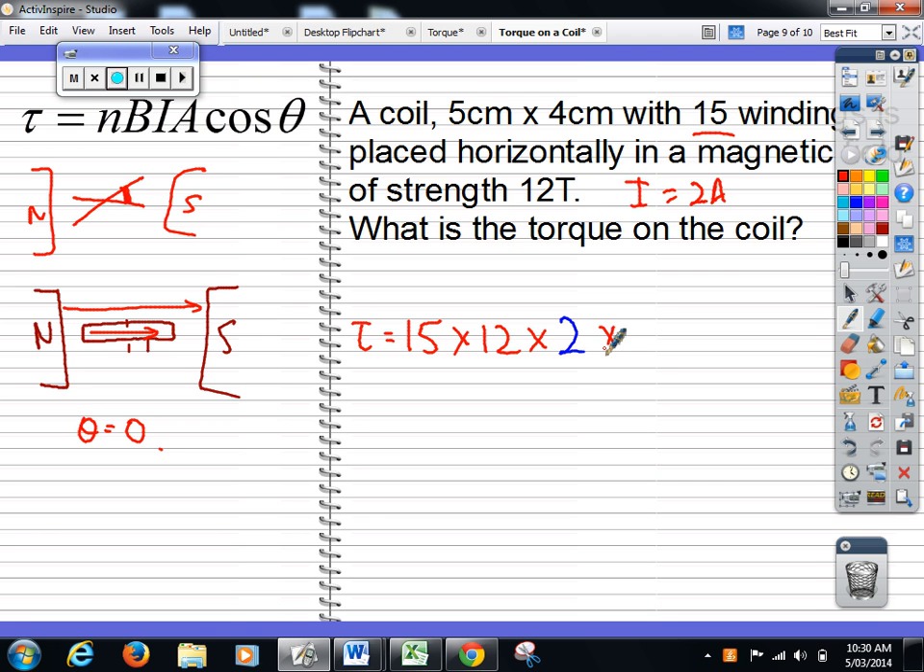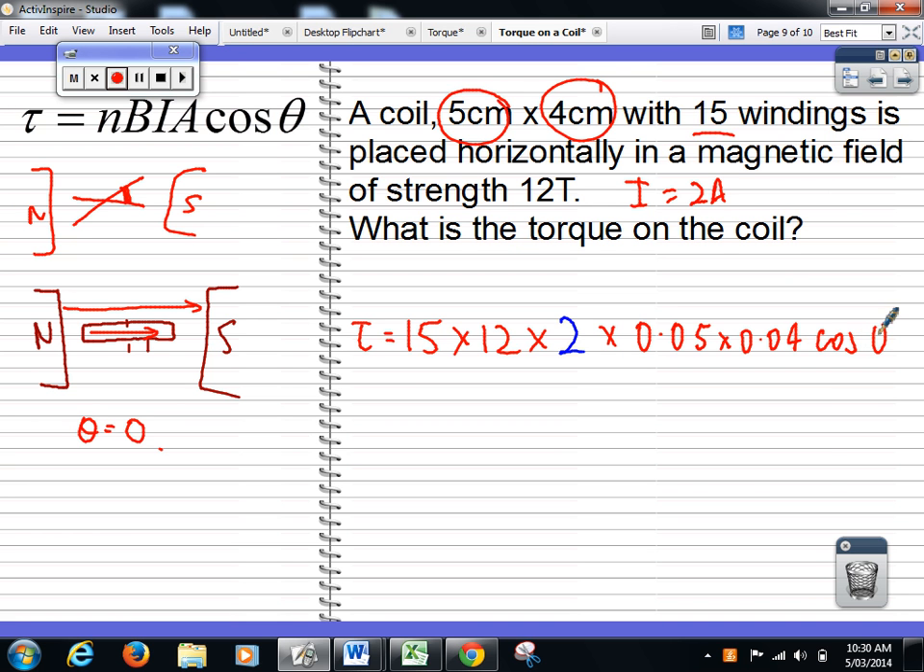Times area. Now area, what's the problem with 5 centimetres and 4 centimetres? Right, they need to be in metres, so it's 0.05 times 0.04 and cos 0. Cos 0 is 1. That's the reason why it's maximum in the horizontal. Putting that together, what value do we get? Because I just put a 2 in there. 0.72 Newton metres.